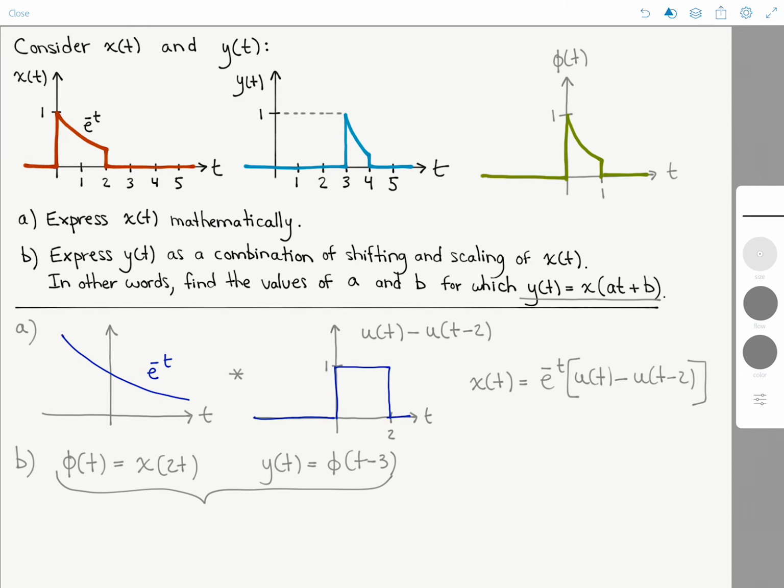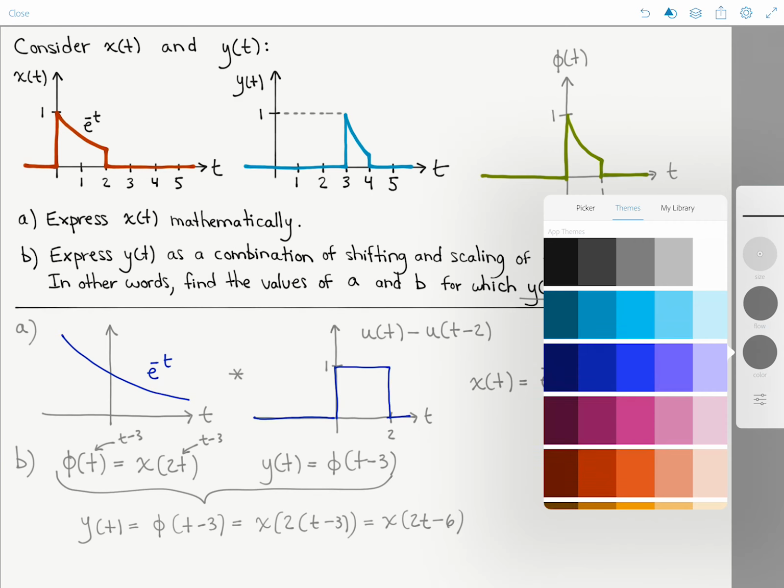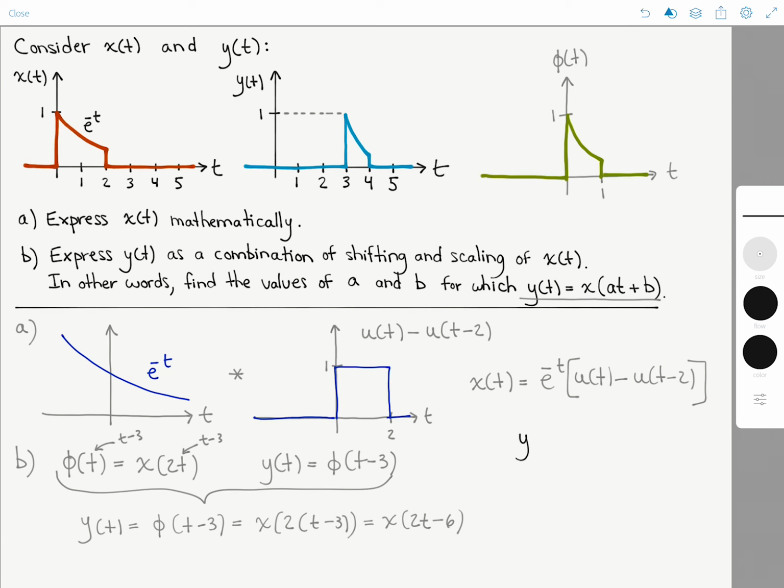In order to do that, since y of t is equal to phi of t minus 3, we simply need to substitute t here by t minus 3. Then we'll substitute t here by t minus 3. So, to summarize, y of t, which is equal to phi of t minus 3, is equal to x of 2 times t minus 3, or simply x of 2t minus 6. And let me write that over here. Y of t is equal to x of 2t minus 6.